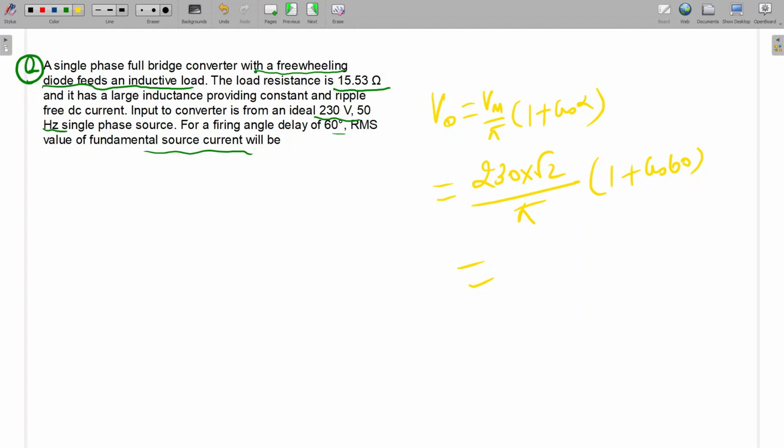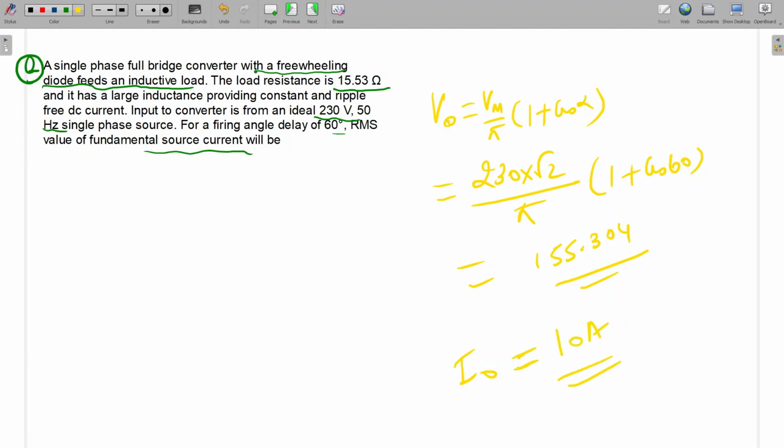232.956 volts. 1 second. 230 into root 2 divided by pi into 1 plus cos 60. How much are we getting? 155.304 volts. So what will be the output current? If you divide by 15.53, here it will also be 10 ampere.